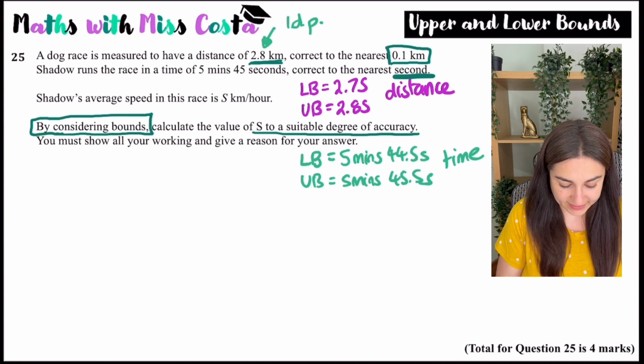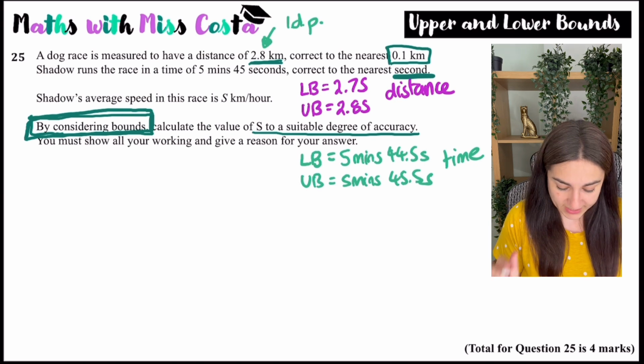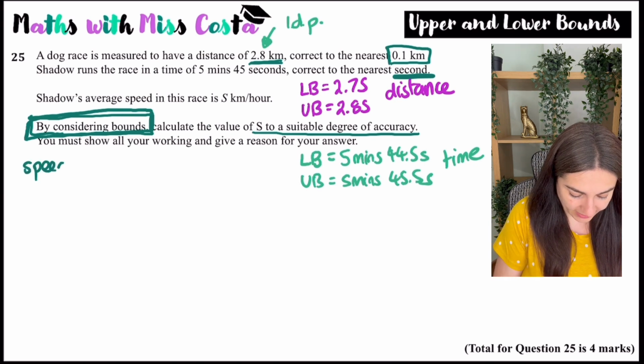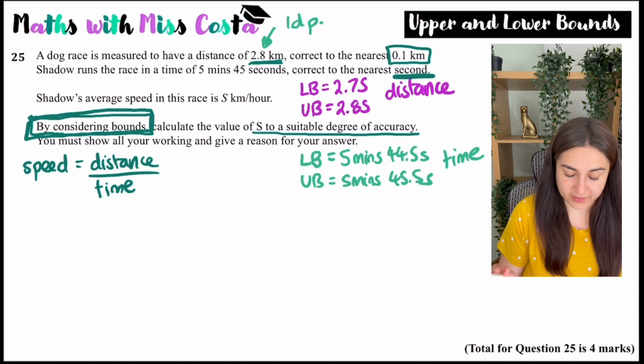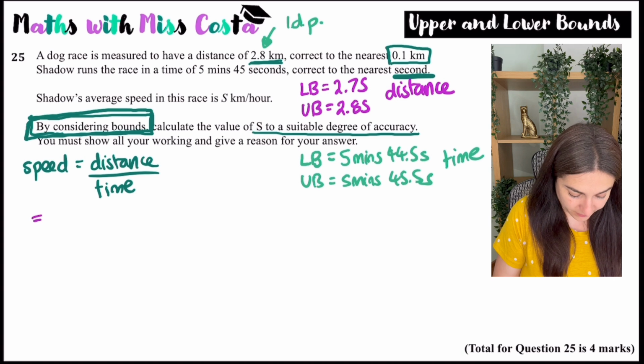Now, whenever you see this question, and obviously this is quite last minute, what I'm going to tell you to do, if you have the time, is just work out each possibility. So for instance, in this case, how do you work out speed? Speed is distance over time. So you're going to have 4 answers. So you're going to have lower bound of distance divided by lower bound of time.